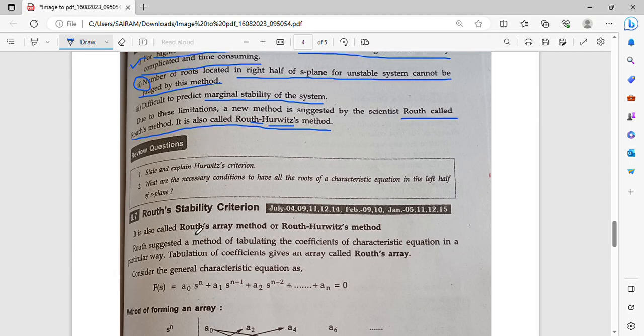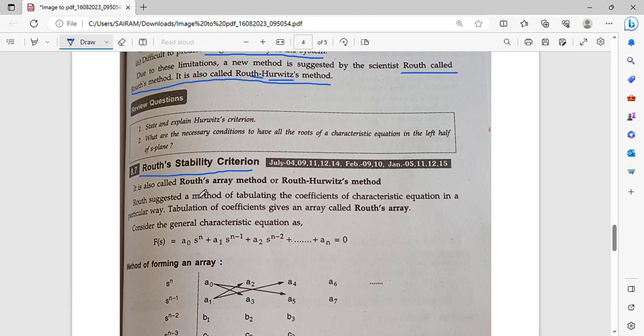So now let me start with Routh stability criterion or Routh-Hurwitz method. Both are the same. So Routh array method or Routh-Hurwitz method.